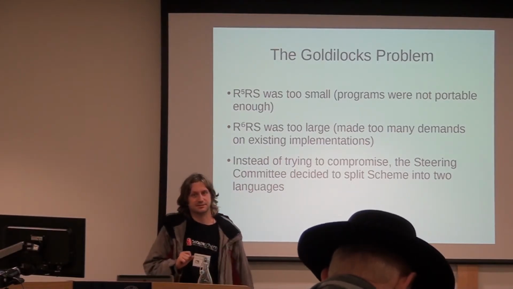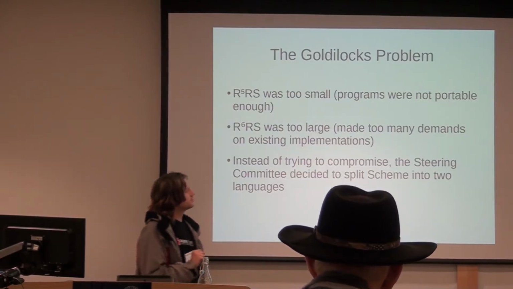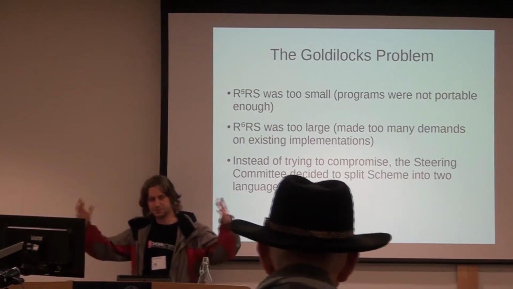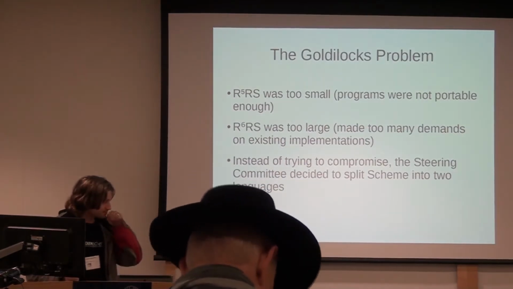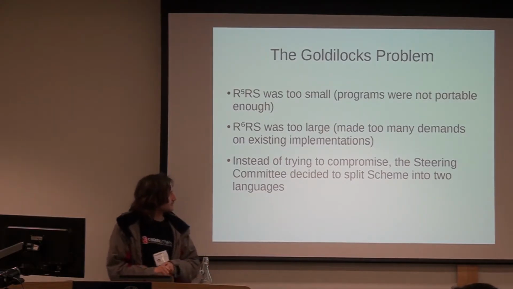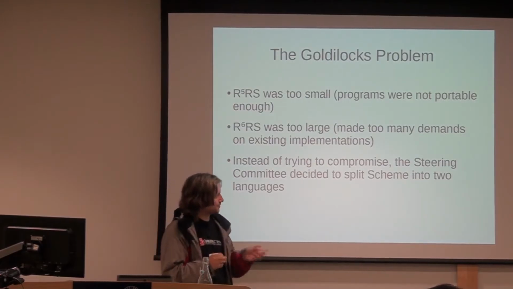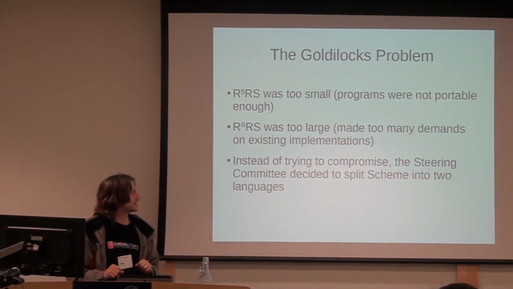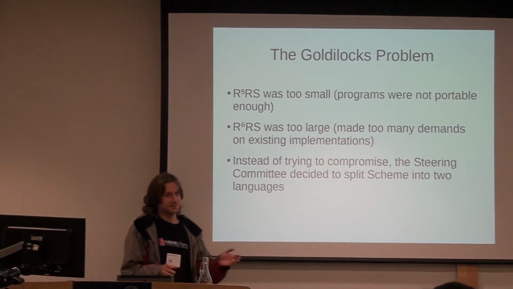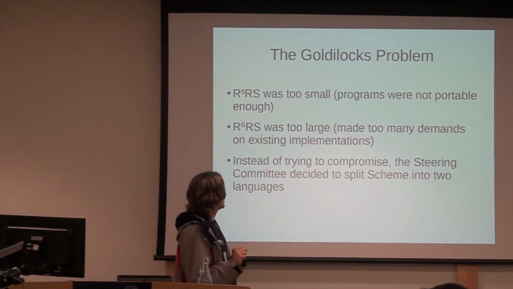But when R6RS came out, a big criticism of it from many, not all, was that R6RS was too large. It made too many demands on existing implementations. For instance, you needed the full numeric tower and all sorts of things like that. People didn't like the structure of how records were handled and so on, and this meant that lots of the interesting implementations that Scheme is famous for, fun little things people write themselves in a weekend, couldn't support R6RS without making big sacrifices that move them away from where they wanted to be going. So, how do we find a happy middle ground between those two?